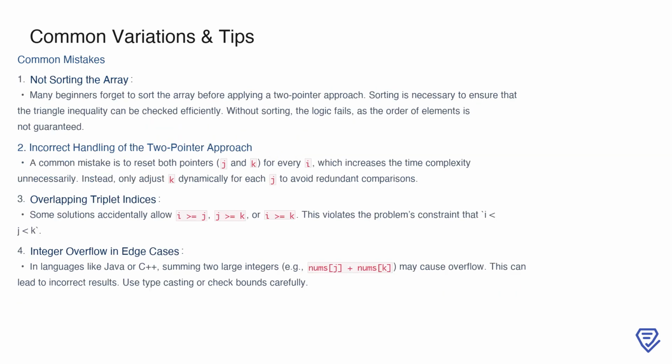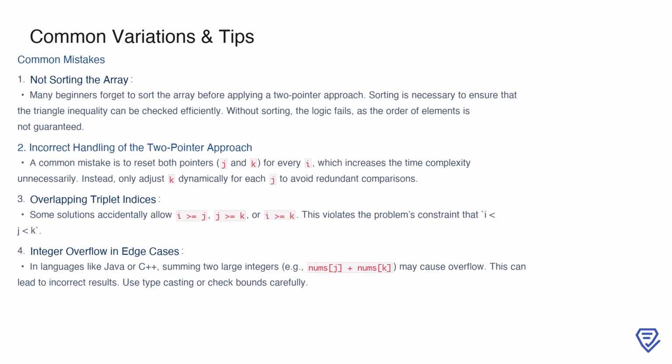When tackling this problem, there are a few common mistakes to watch out for. First, forgetting to sort the array is a frequent error. Sorting is essential because it allows us to use the two-pointer approach efficiently and ensures that the triangle inequality holds true. Without sorting, the order of the elements is unpredictable, which can lead to incorrect results.